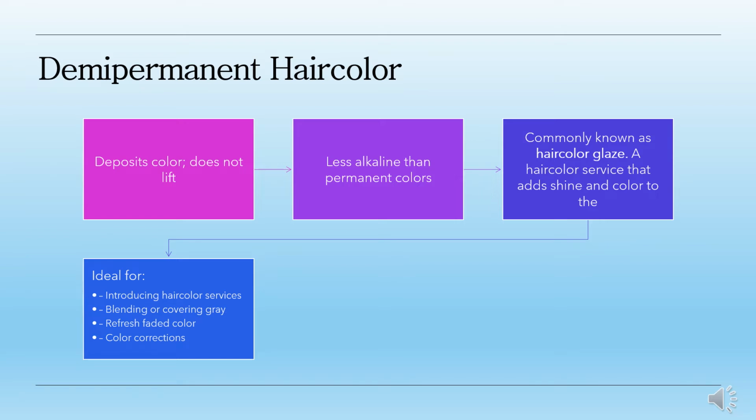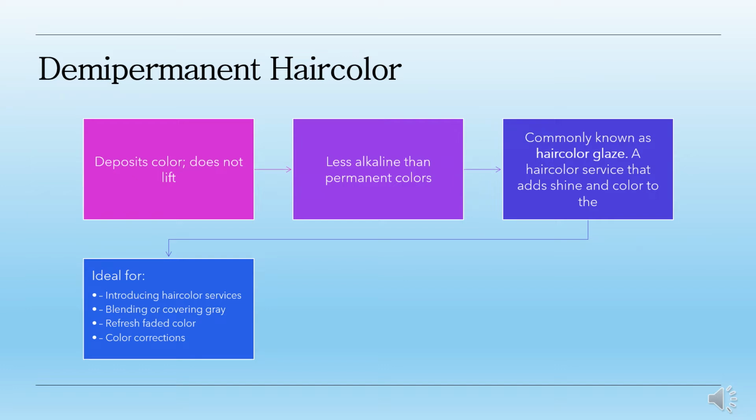Demi-permanent hair color deposits color and does not lift. It is less alkaline than permanent color, and is commonly known as a hair color glaze. It is a hair color service that adds shine and color to the hair.